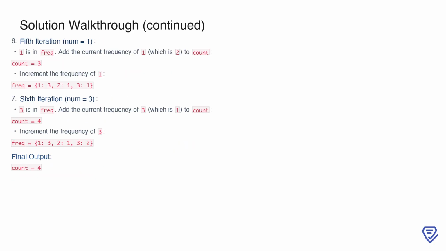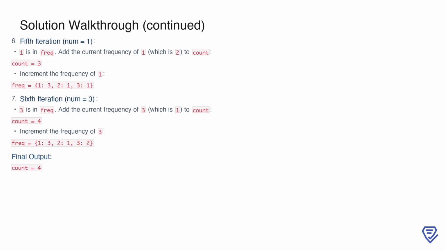In the fifth iteration, we encounter 1 again. Since 1 is in frequency, we add its current frequency, which is 2, to count. This brings count to 3, as we have identified 2 more good pairs involving this instance of 1. We then update the frequency of 1 in frequency to 3.